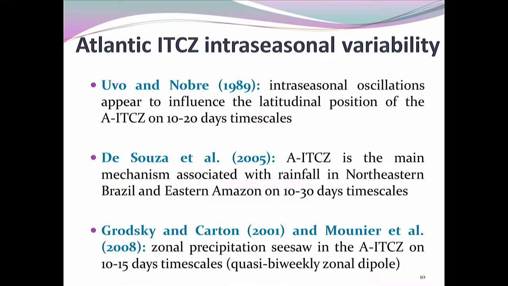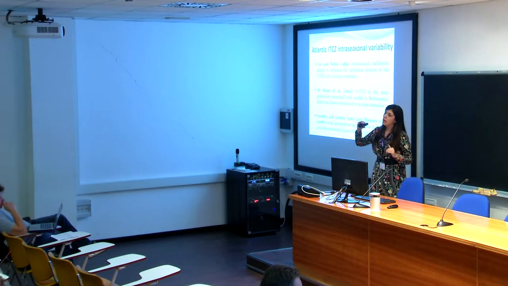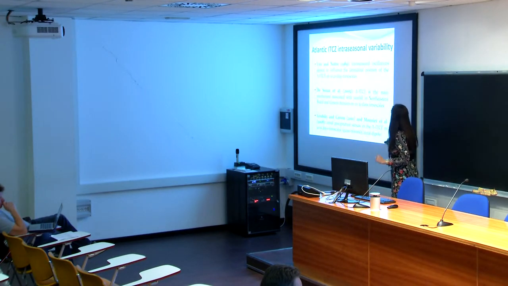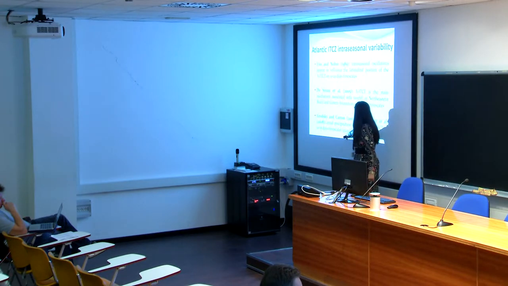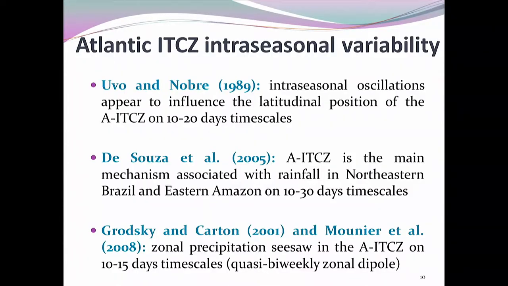And these works here showed a zone of precipitation seesaw in the equatorial Atlantic region. This seesaw varies on a time scale of up to 15 days. They call this in the article a quasi-biweekly zonal dipole. Then, as you can see, the variability of the ITCZ on intra-seasonal time scales occurs between 10 and 30 days.